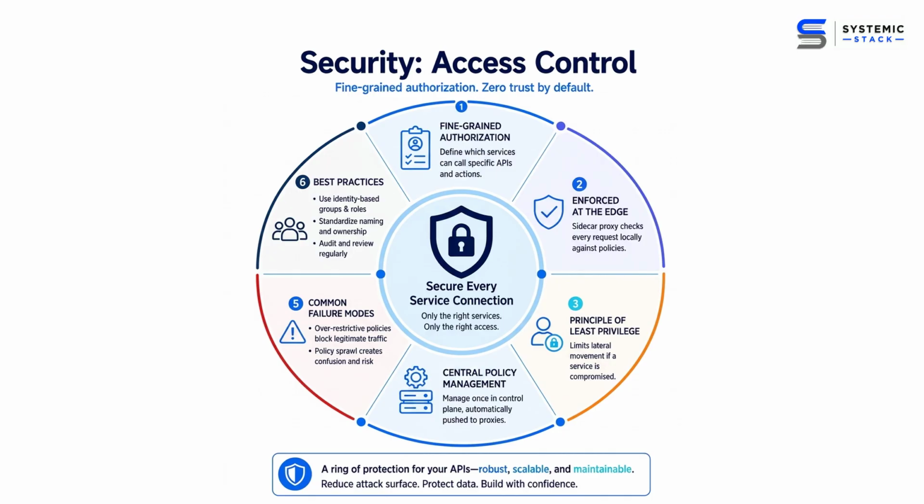Security in a service mesh goes beyond encryption. It's about fine-grained access control. This works by applying authorization policies that specify exactly which services are allowed to call which APIs. What matters here is that it enforces the principle of least privilege at the network level, ensuring that even if a service is compromised, the attacker can't easily move laterally through your system.